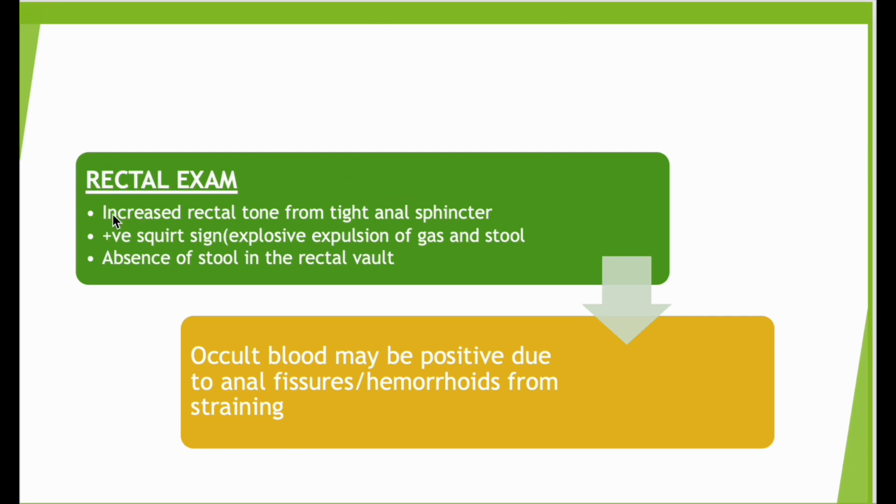Most importantly, you have to know the rectal exam findings of this disease. You are going to find increased rectal tone due to tight anal sphincter. There's going to be a positive squirt sign. This refers to an explosive expulsion of gas and stool in the rectum during exam. There's also going to be absence of stool in the rectal vault from all the constipation that is going on. Also, due to straining from the constipation, there may be anal fissures and hemorrhoids that could cause a positive occult blood stool test.